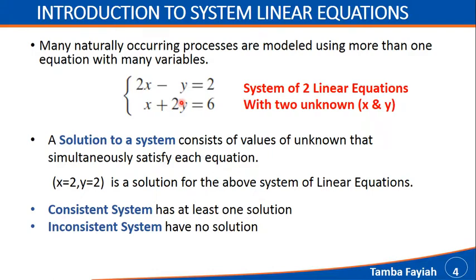Now, a system of linear equations may have one or more solutions. If the system has one or more solutions, we call it a consistent system. Contrary to that, a system that has no solution, we call an inconsistent system, because it has no solution. The one that has one or more solutions is known as a consistent system.